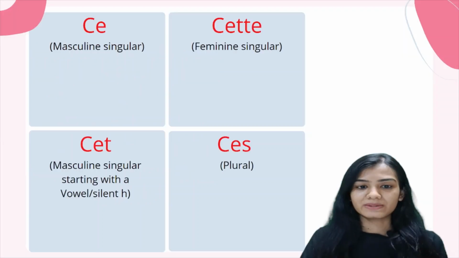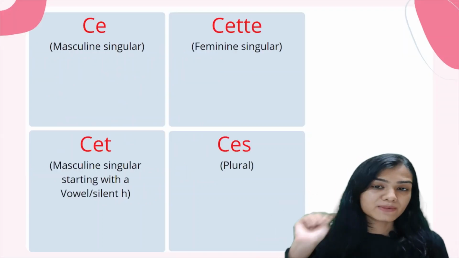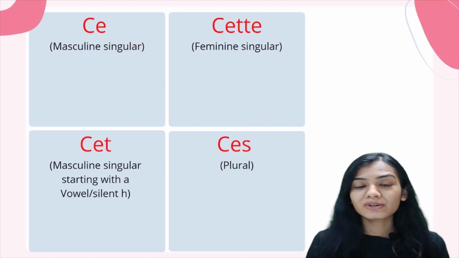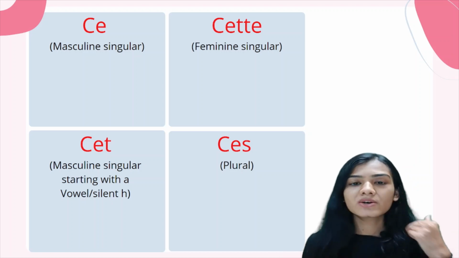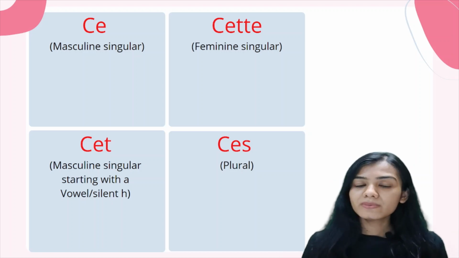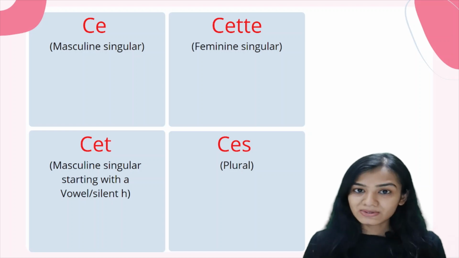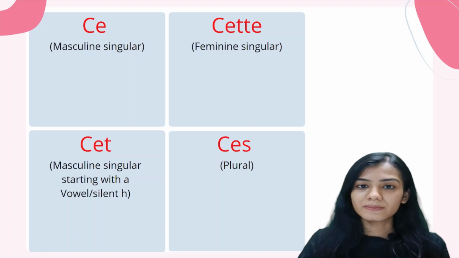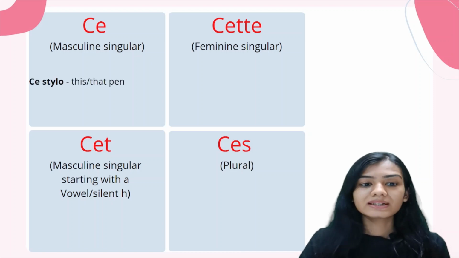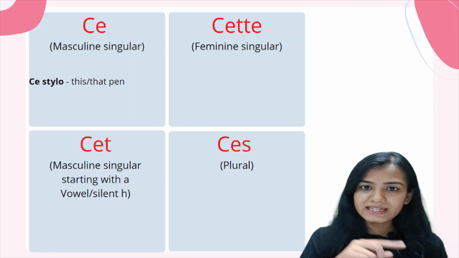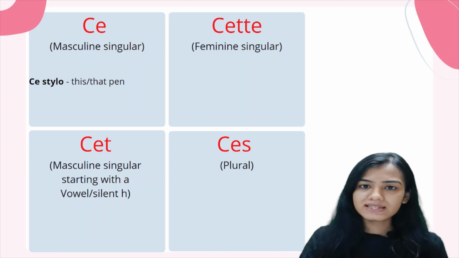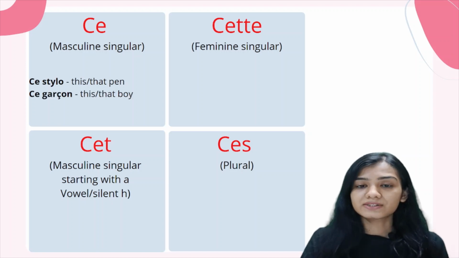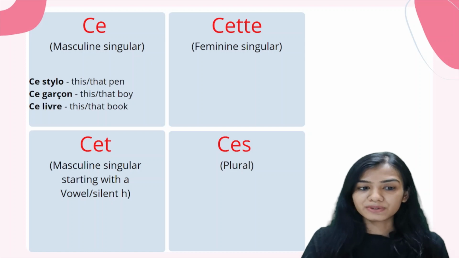Alright, perfect. So now in French, we have 4 types of demonstrative adjectives. And by now you must be knowing that in French we classify everything on the basis of gender and number. So over here also we are going to do the same thing. Whenever we are going to talk about anything that is masculine and singular, in that case we are going to use ce. Ce stylo, this pen or that pen. For saying this or that, both the things we are going to use the same demonstrative adjective ce. Ce stylo, ce garçon, ce livre.